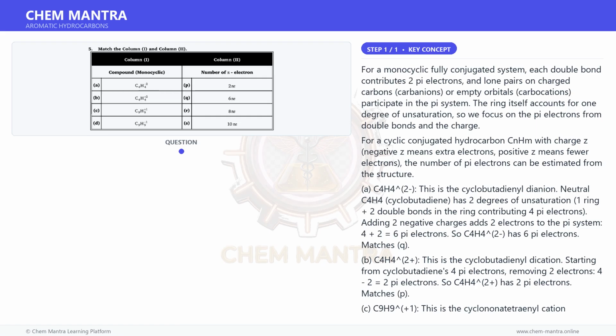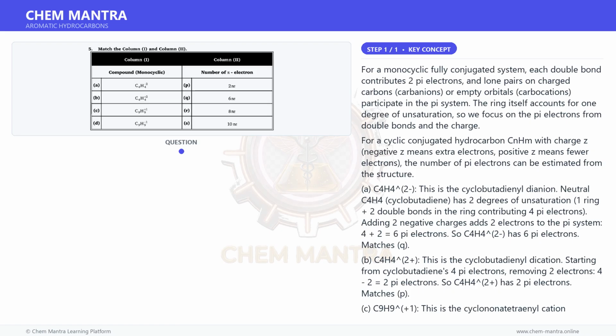This is the cyclononatetraenyl cation, a 9-membered ring. Neutral C9H9 would be cyclononatetraene, with a formula suggesting 4 double bonds in a 9-membered ring contributing 8 pi electrons. With a plus 1 charge, removing 1 electron, 8 minus 0 equals 8 pi electrons. The cation removes 1 electron, but from an sp3 CH that becomes a carbocation contributing an empty p orbital, so the ring goes from having 1 sp3 carbon to full conjugation.